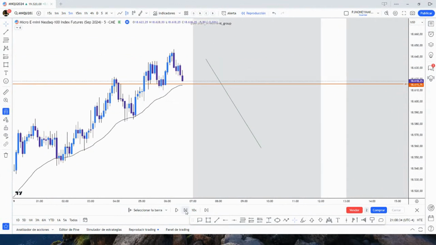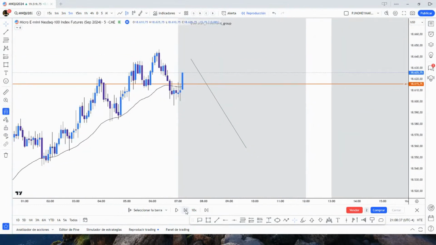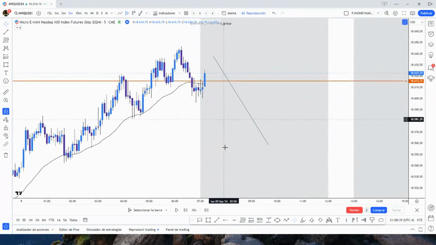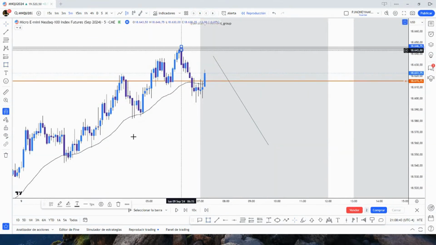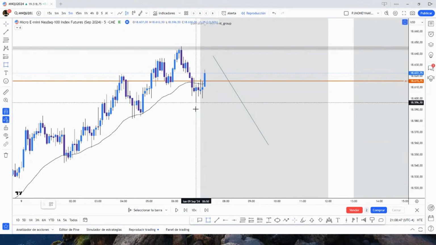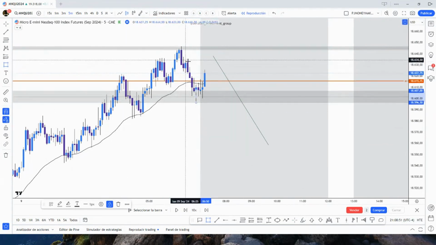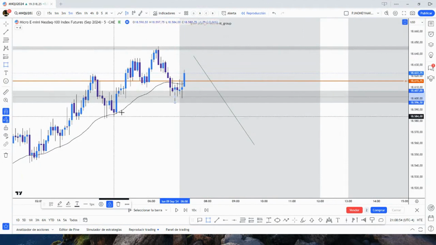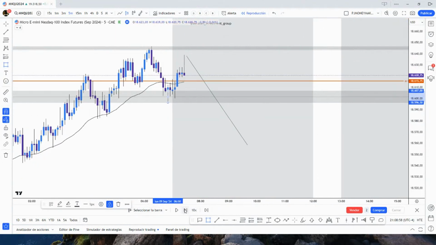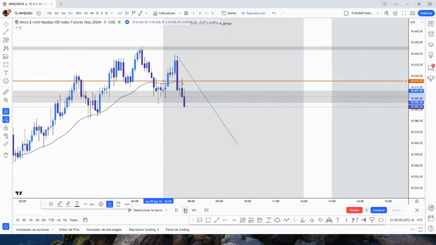So we didn't have news this Monday. So let's see what we had. Right here we're going to put the zones. This is the resistance. Let's put this. Support. Okay, that's what we have for now. Yeah, that's what we have. There you go.